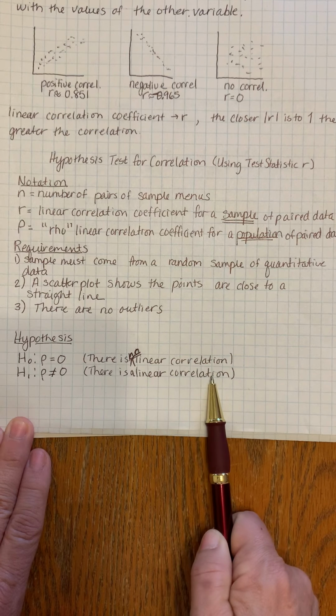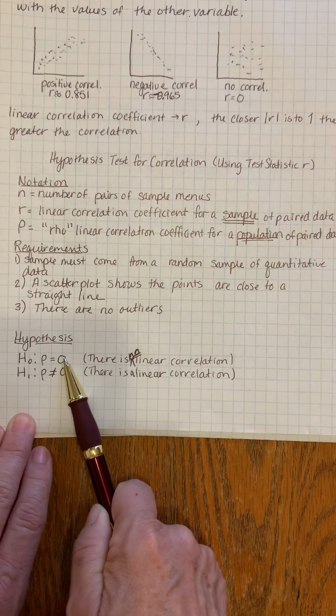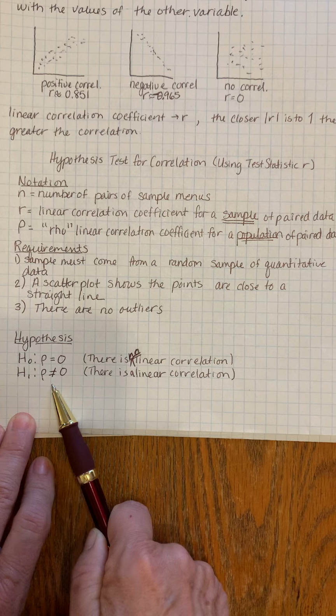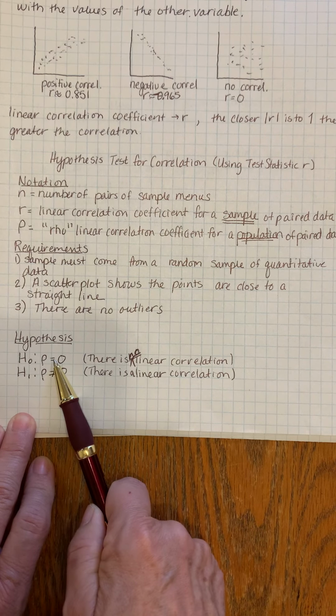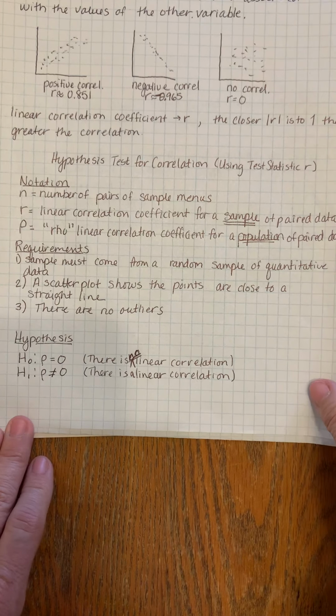If we reject the null hypothesis, there is a linear correlation. If we fail to reject the null hypothesis, there is not a linear correlation.